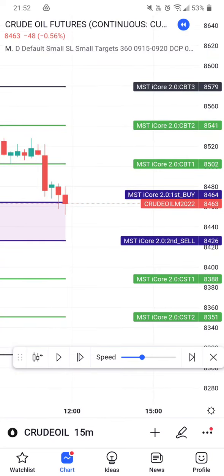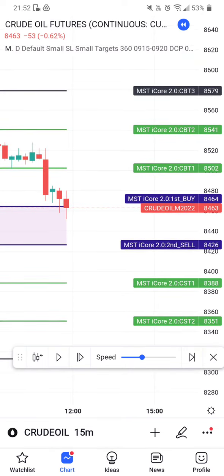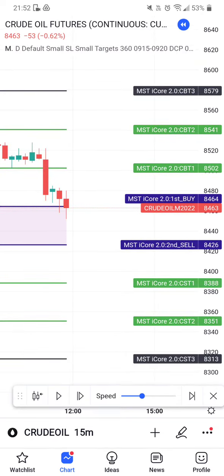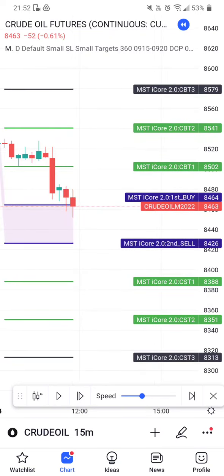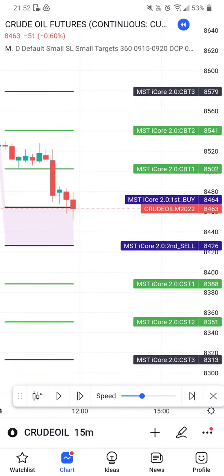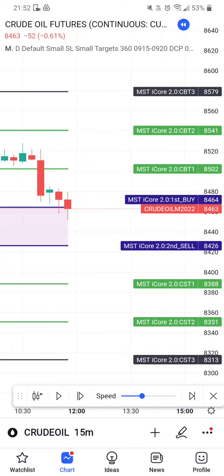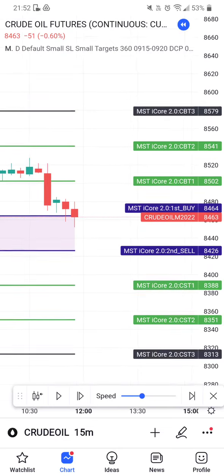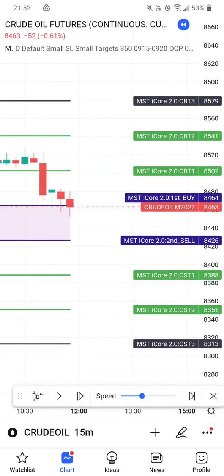Now buy has been activated. Let us see whether it is giving the target or not. If it gives the target at 8502, our trade will be over and we can exit from the market. Suppose you want to trade more, you keep the stop loss at cost and wait for the second target. Once the second target has been hit, move the stop loss to the first target and wait for the third target. Likewise you can get more profit.